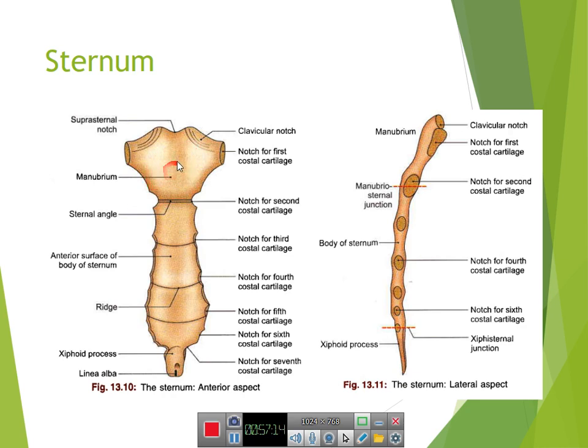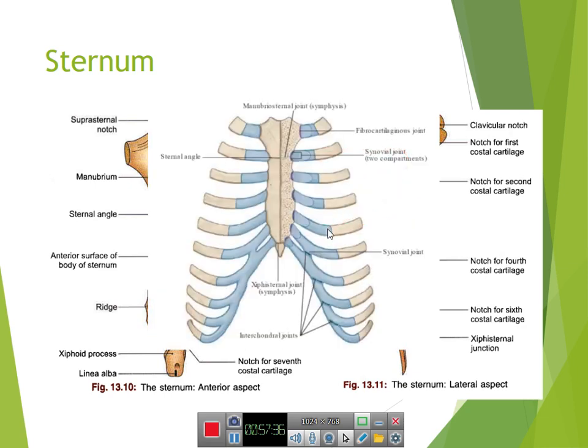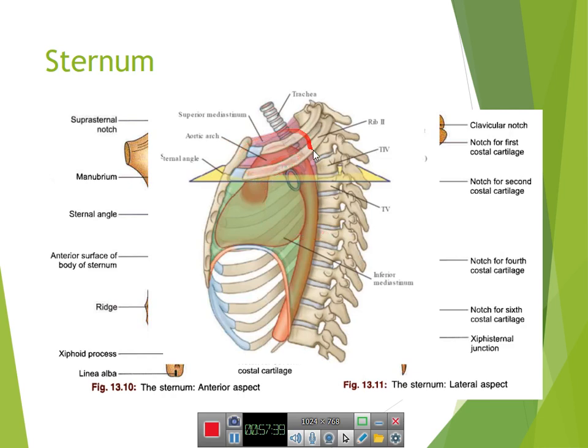The anterior surface is convex from side to side and concave from above downwards. The posterior surface is concave and forms the anterior boundary of the superior mediastinum. Look here, we have a superior mediastinum above this plane, and inferior mediastinum below the plane. So the posterior surface of the manubrium is the anterior boundary of the superior mediastinum.